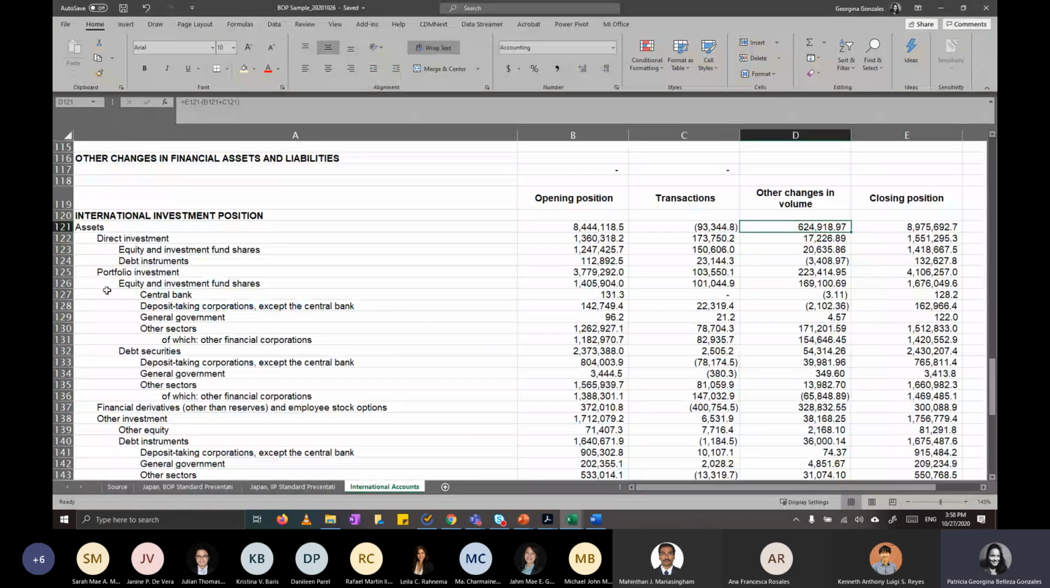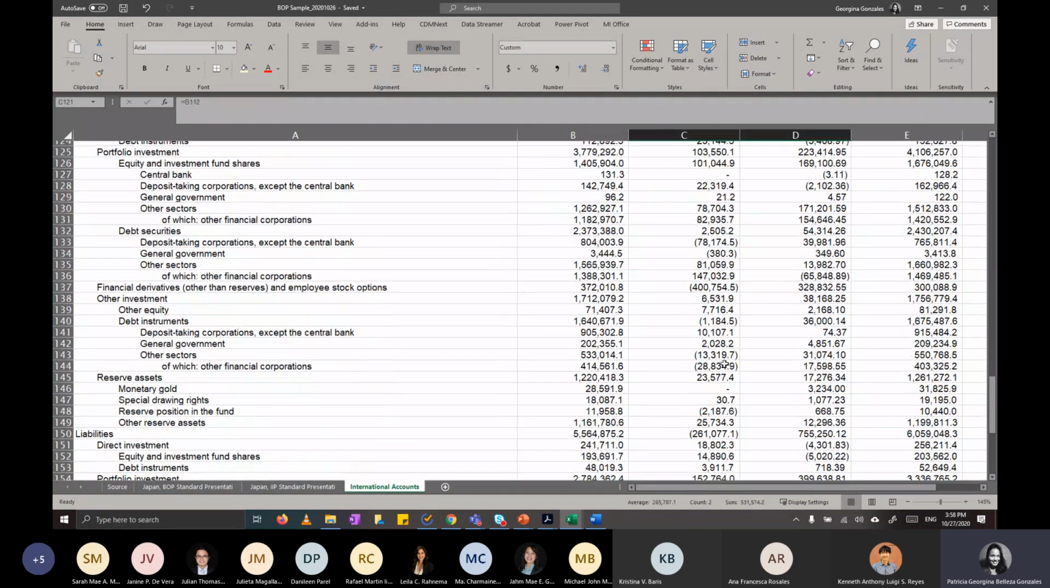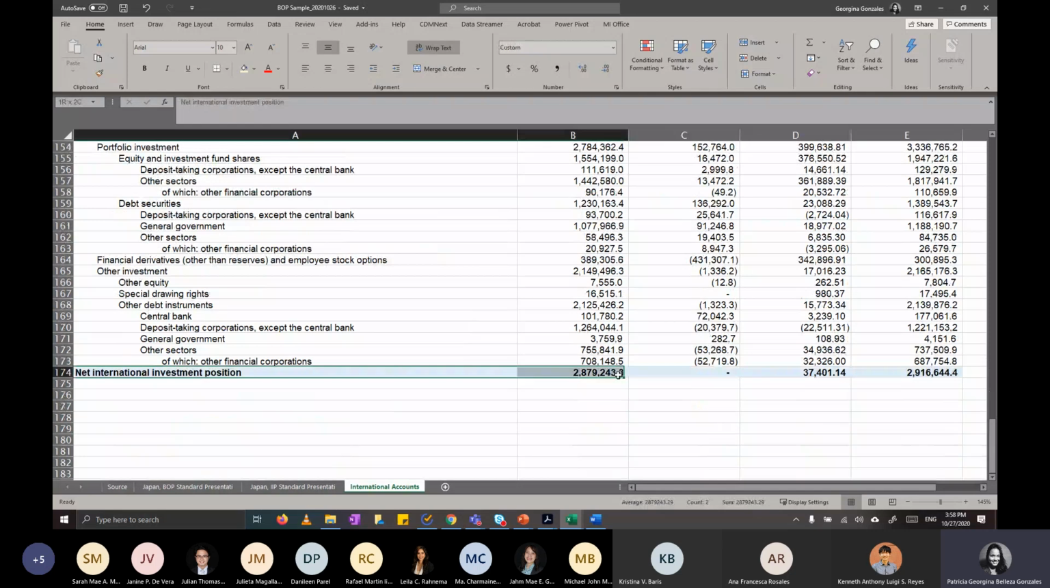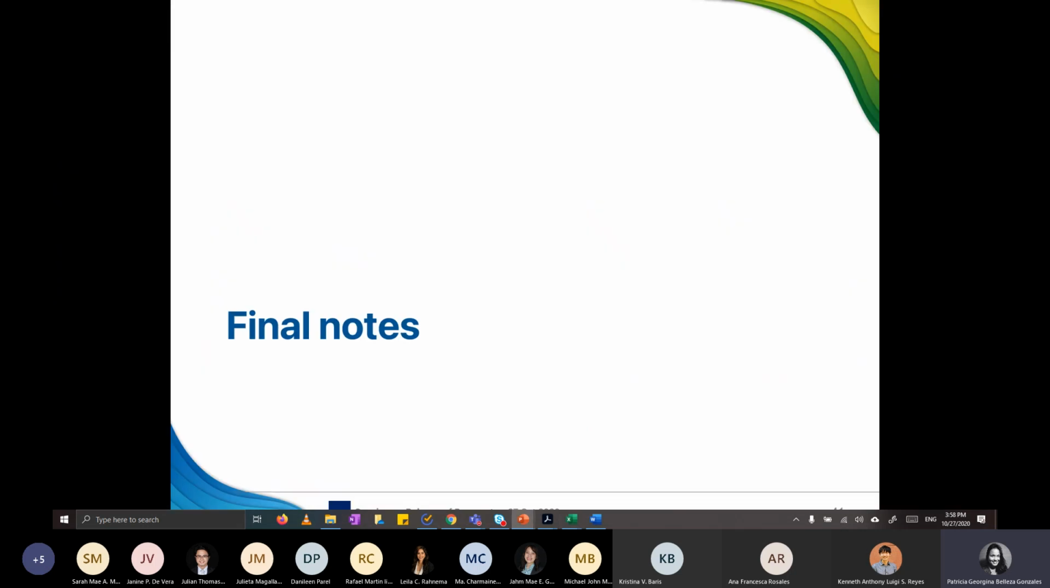Yeah, so here, this is what the Japan data looks like. As I mentioned, the closing position minus the opening position is just the sum of transactions and other changes in volume here. It's recorded for both assets and liabilities, but there is also a net value at the very end, which represents the net worth in terms of the financial net worth. And if you add that with the non-financial net worth, then you have the entire net worth of an economy.